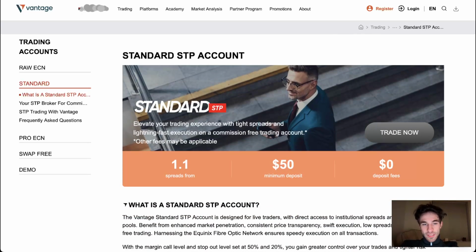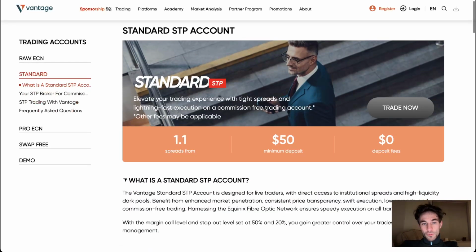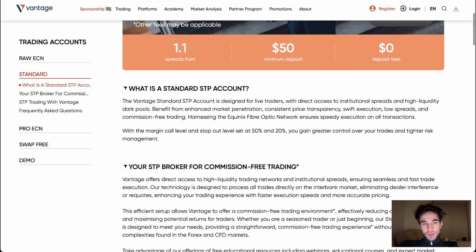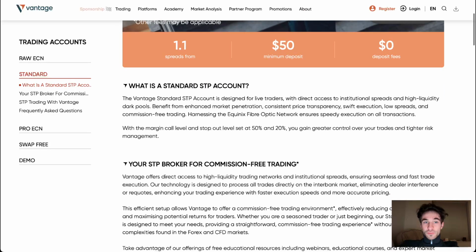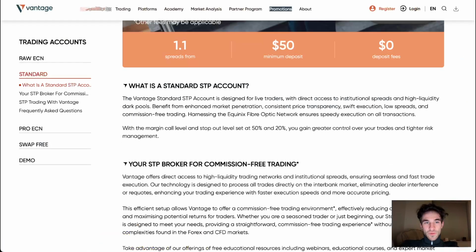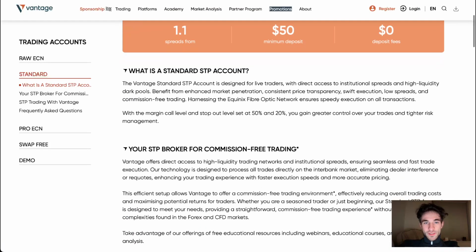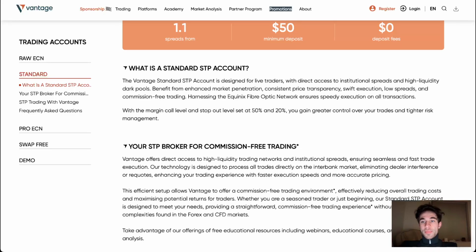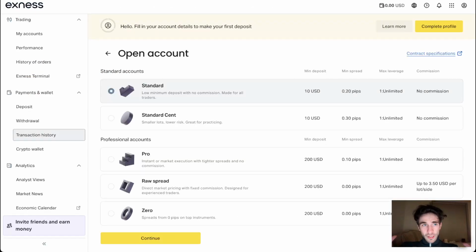And once again, if we come in here, we can see that spreads from 1.1, minimum deposit is going to be 50 bucks. But we can see the spreads are a little bit higher, right? We have like 0.2 pips right here on Exness, and we have 1.1 over here on Vantage. So that is a difference right there. Exness definitely has more competitive spreads, whereas with Vantage, you're going to be paying a little bit more in fees. For some people, this will definitely be worth it based on other features. Other people are just going to want the cheapest platform possible, and that is what you get with Exness.